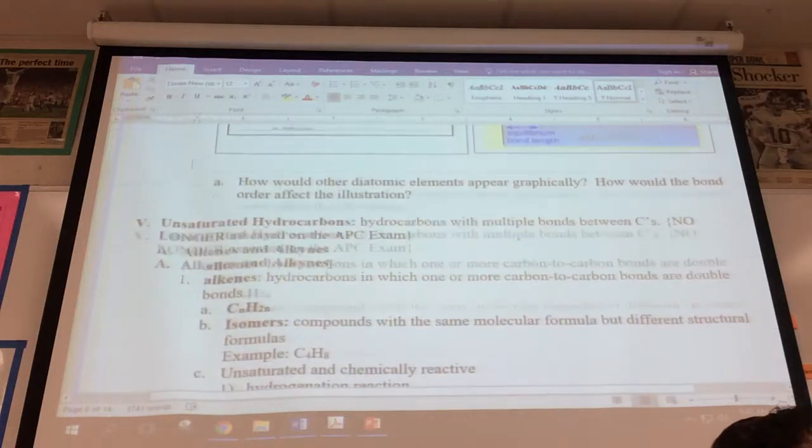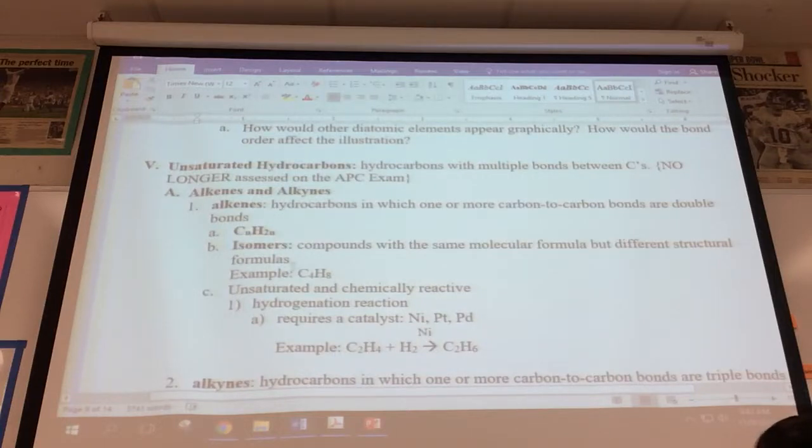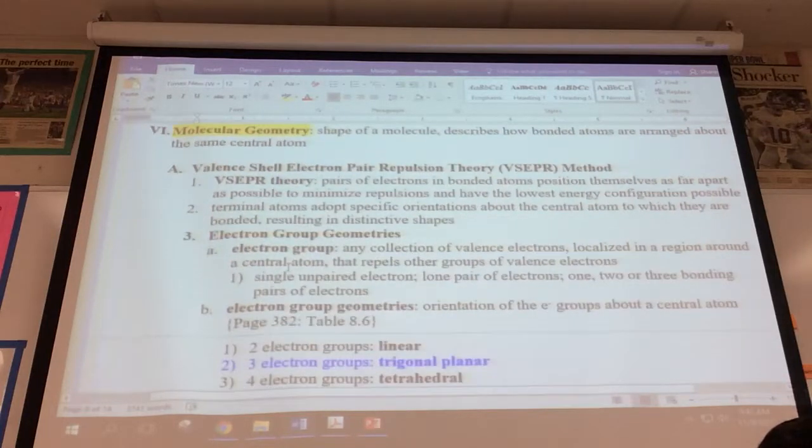All right, our real focus today, we're not going to do alkanes, alkenes, we don't cover this anymore. Our real focus today is on molecular geometry.